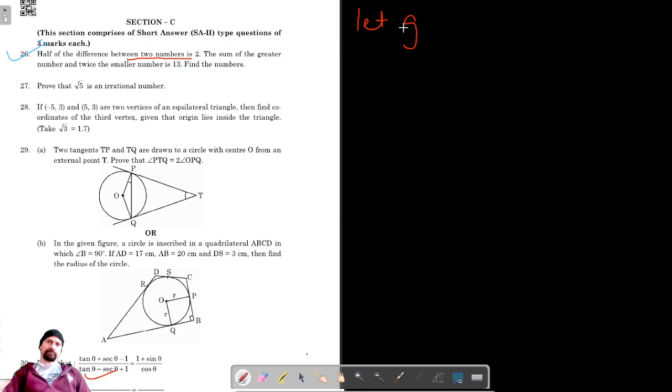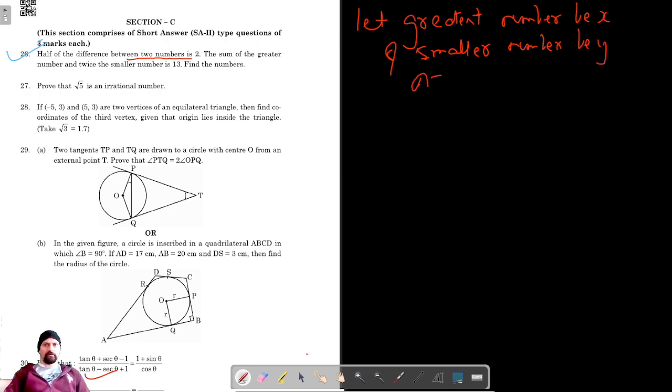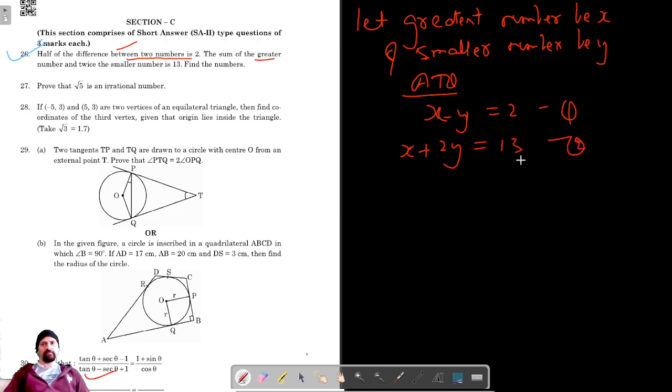So let the greatest number be x and the smaller number be y. Okay, so now according to the question, the difference between the two numbers is 2, so greater minus smaller is equal to 2. And now the sum of the greater number with twice the smaller number y is equal to 13.